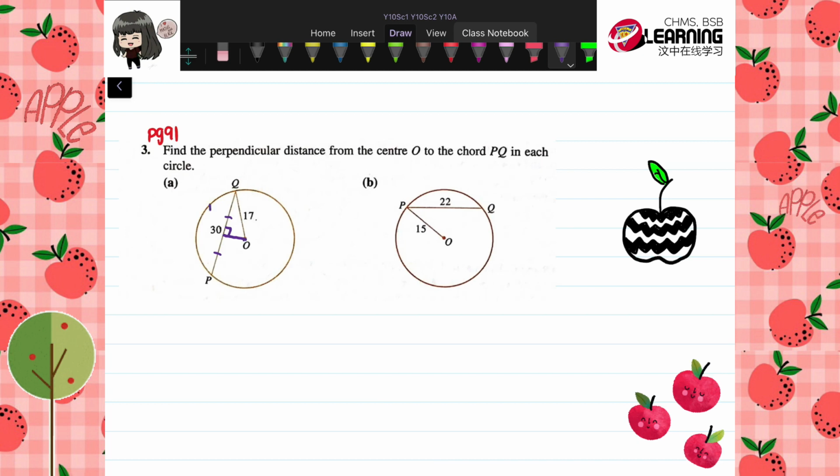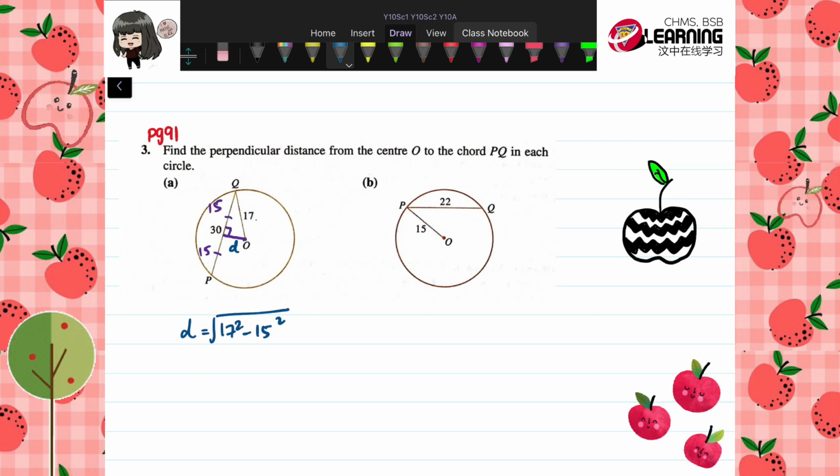So this is 15. This is also 15. And the perpendicular distance is this. I put X. This is your perpendicular distance X. Or if you don't want X, then put D. Also okay. So if I put D, to find D you use Pythagoras Theorem. You must use hypotenuse squared minus the other side squared, and then you square root.